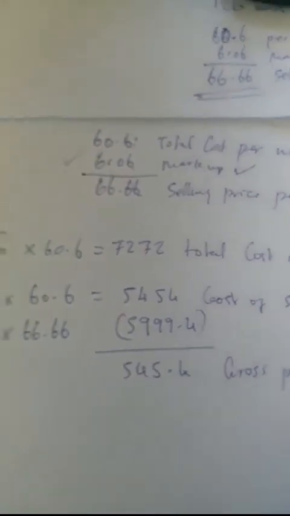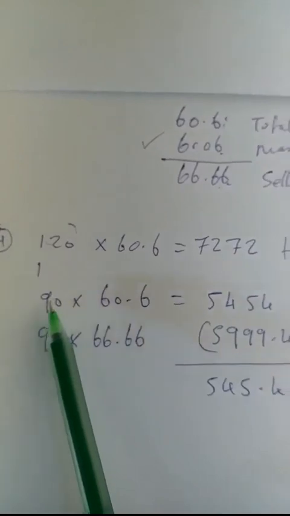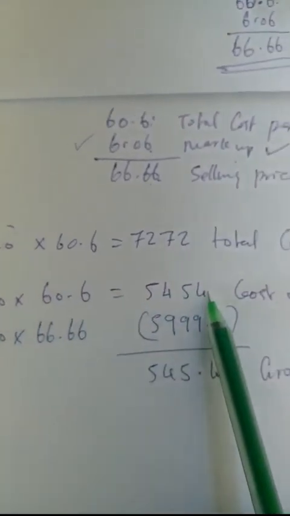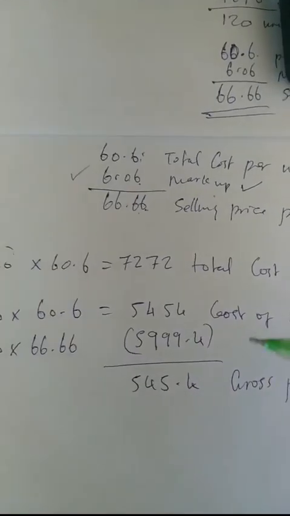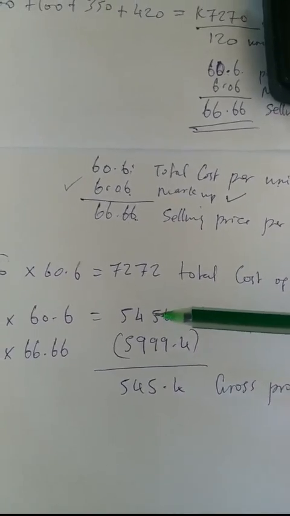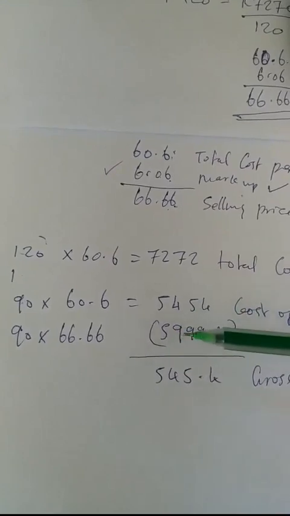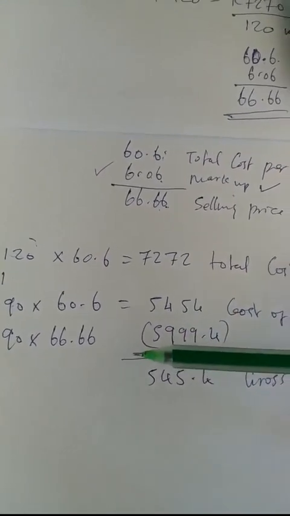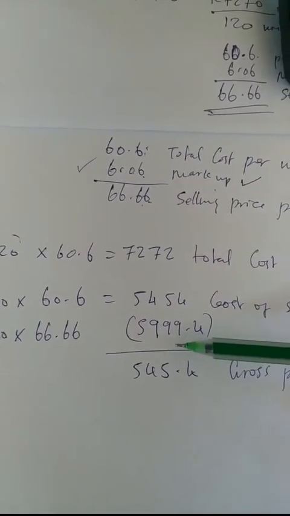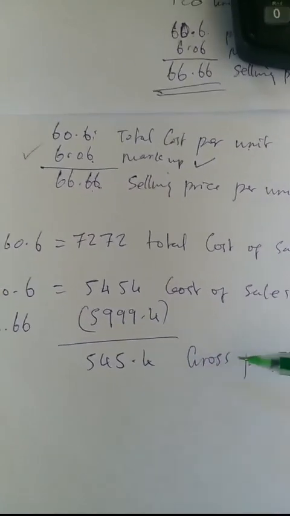I hope you follow through how I've calculated. We sold 90 units, multiplied by total cost of sales per unit, and we found our cost of sales. I'm sure you followed, and our sales came to this amount. So you do the subtraction, you find that this is the excess that you made, the gross profit.